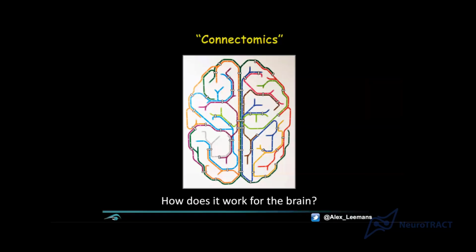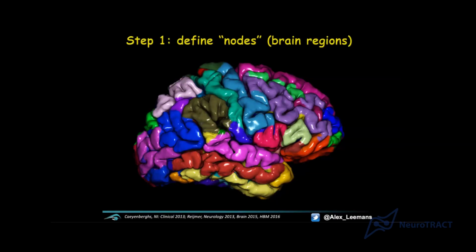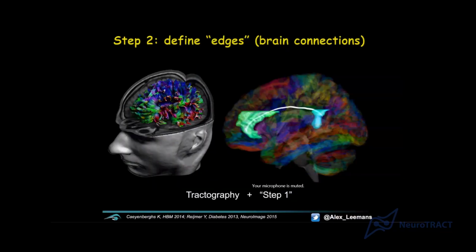So how does it work for the brain? I bumped into this schematic, which I thought was interesting. Here's a railway system mimicking brain architecture. And it's similar in a way, right? You've got regions connecting to each other, etc. So how does it work for the brain? Well, you've got nodes. These are the brain regions. Think of it as the cortical regions. Then we have edges. These are the connections between the different brain regions.